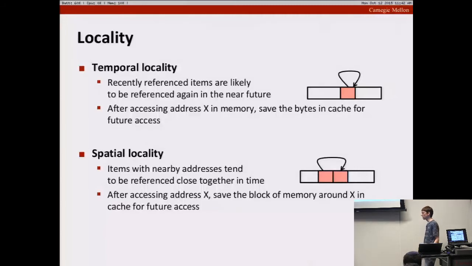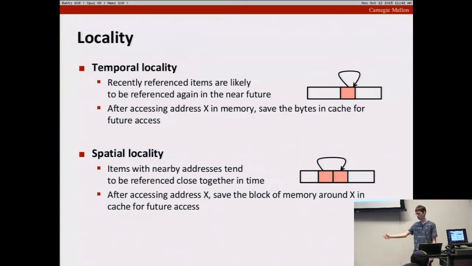With these caches, they're storing a subset of the larger memory, and if we load up the stuff that we're using, it's likely that the next time we make a memory access, it could be that same thing we just loaded, in which case it'll be in our cache, and we don't have to go all the way to memory again. Or it might be something right next to it. So if we load up a block of memory every time we put something into our cache, then we can possibly get the stuff nearby that might be accessed soon after too. And this is why caches work.